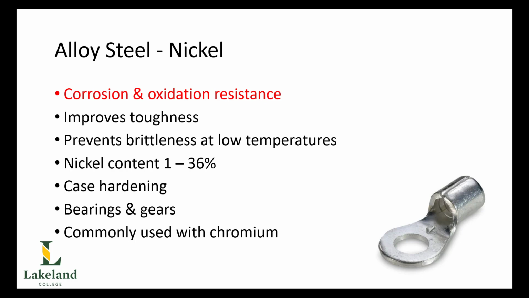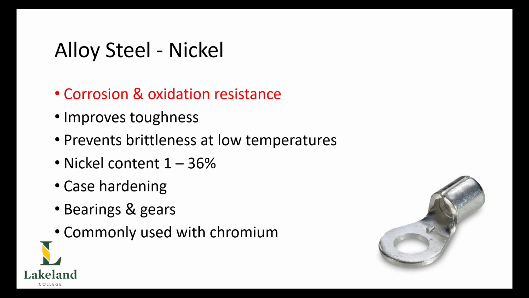Now, nickel will also improve the toughness of our material and also prevent brittleness at low temperatures. There's only one metal that we know of that when the temperature decreases, the toughness increases, and that's aluminum. Any other metal, when the temperature drops, is going to become more brittle. Now, in terms of the quantity of nickel, we're talking anywhere from 1 to 36%, depending upon the desired application.